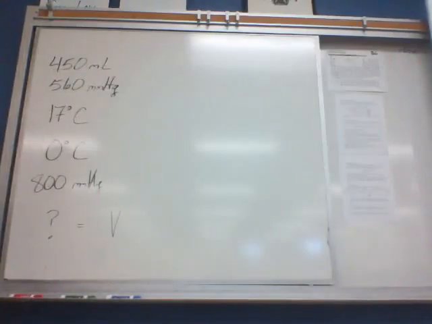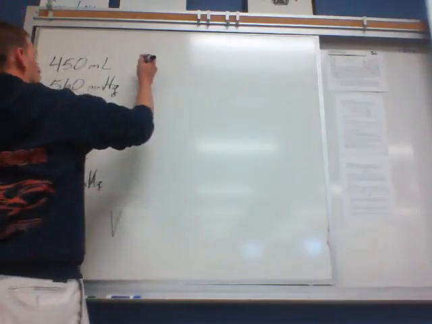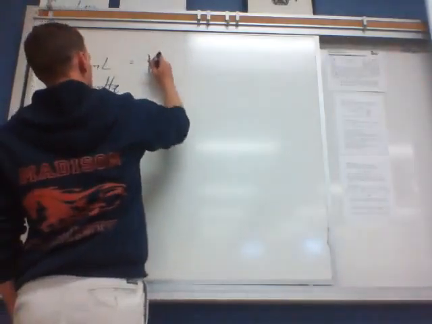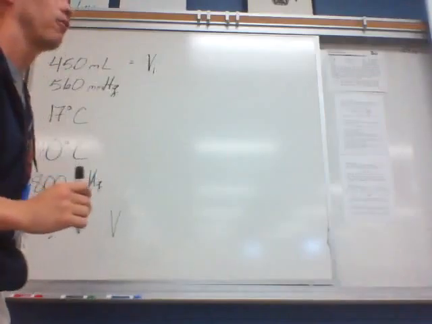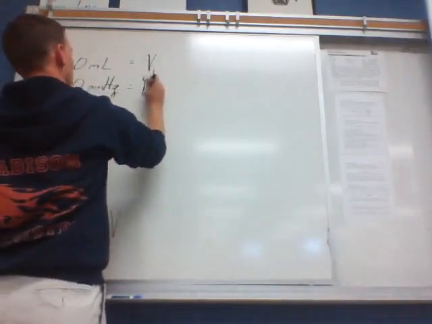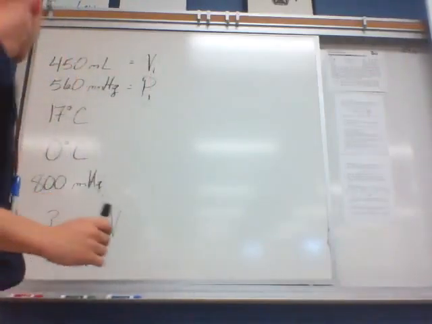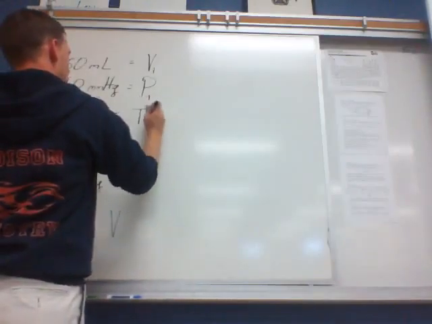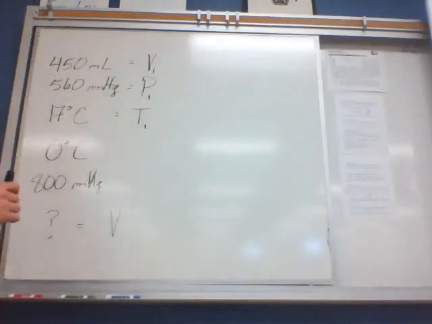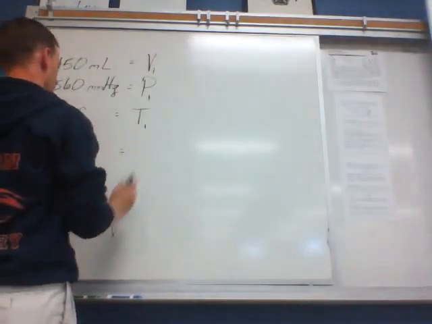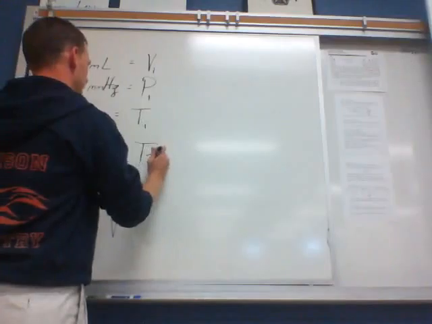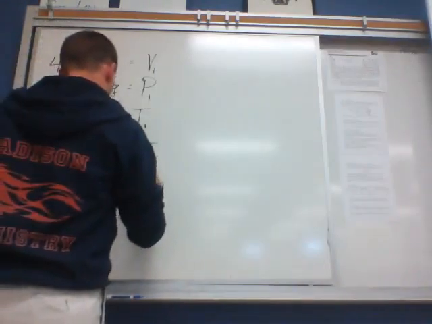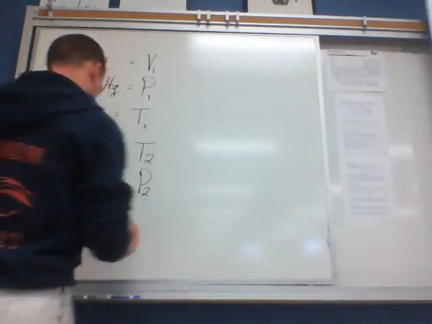As usual, identify what's what. Milliliters. Use the top of your combined gas law cheat sheet. It'll tell you is a volume. The first one, millimeters of mercury, is a pressure. The first one, degrees Celsius, is temperature. The next one, degrees Celsius, is our second temperature at the 0. And then we're given a second pressure as well.